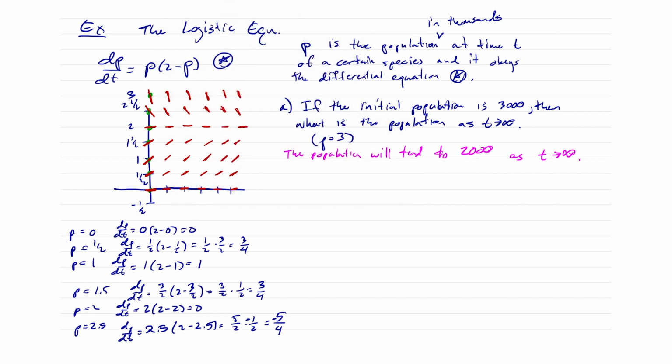Okay. Now let's take a look at the second question. Can a population of 1,000 ever decline to 500? So can a population that starts at 1,000 decline to 500? All right, that's the question. So let's take a look. If we're starting at 1,000, that means we're starting here. Well, the slope tells us we need to be going up, and we need to be going up until we hit 2,000. And so the answer is no, it cannot.